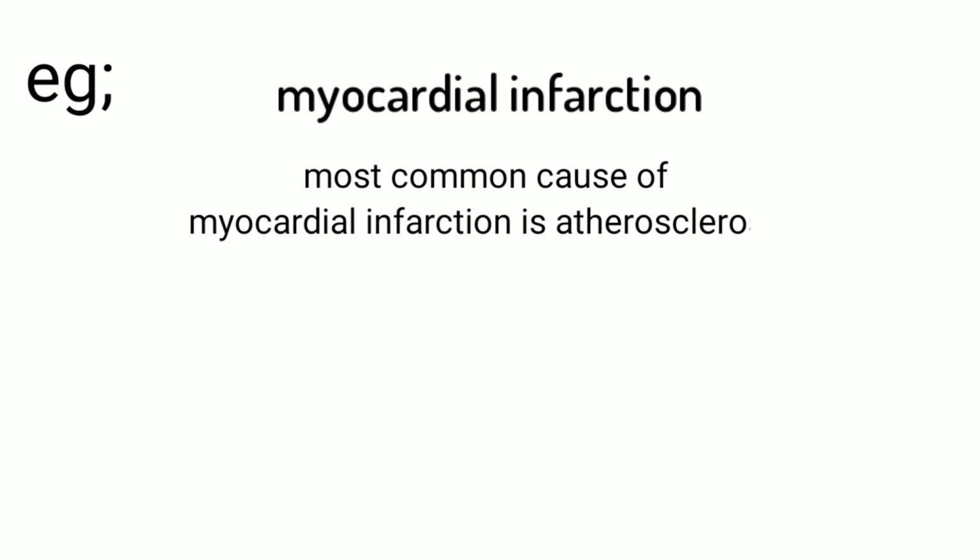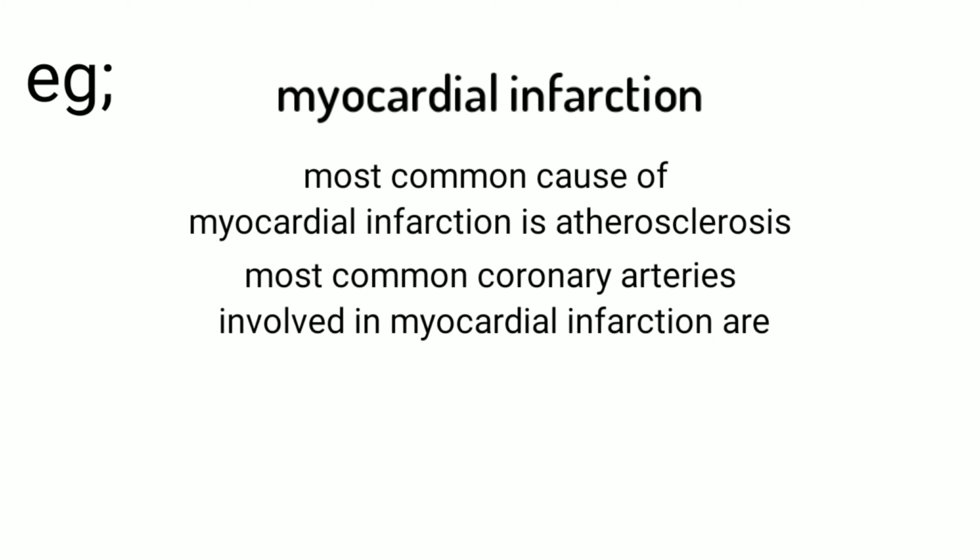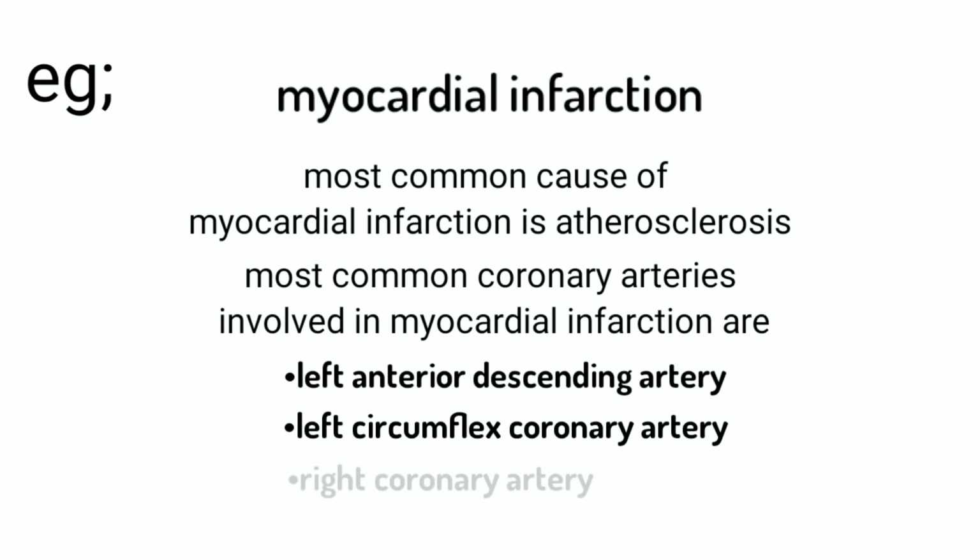Now, for instance, let's take an example of the most common coronary arteries involved in myocardial infarction secondary to atherosclerosis as the most common cause: left anterior descending artery, left circumflex artery and right coronary artery. Now, let's look at the leads which are associated with these arteries supplying the myocardium, or the heart.